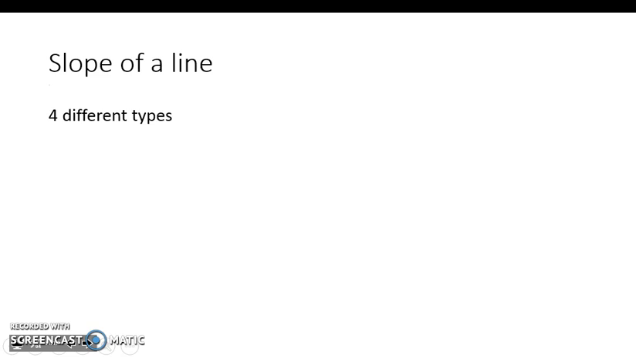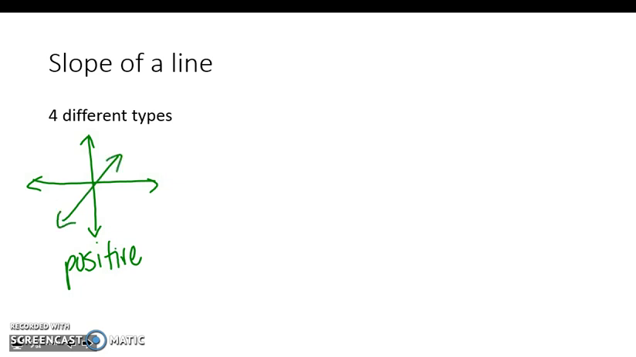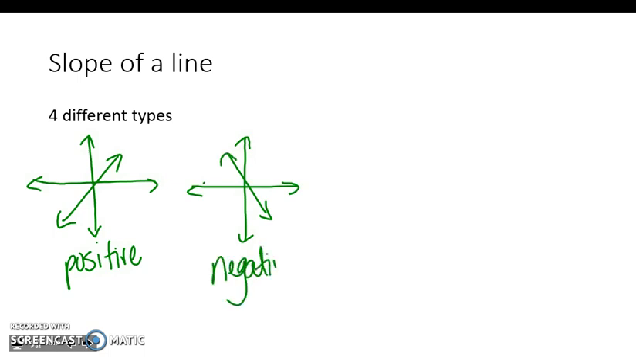Okay, so with the slope of a line, there are 4 different types. Hopefully you remember these, but get these down. Draw little mini graphs on your paper. The first one is a positive line. That's going to be increasing, going up and to the right. The second one is a negative line. It's going to be decreasing, going down and to the right.